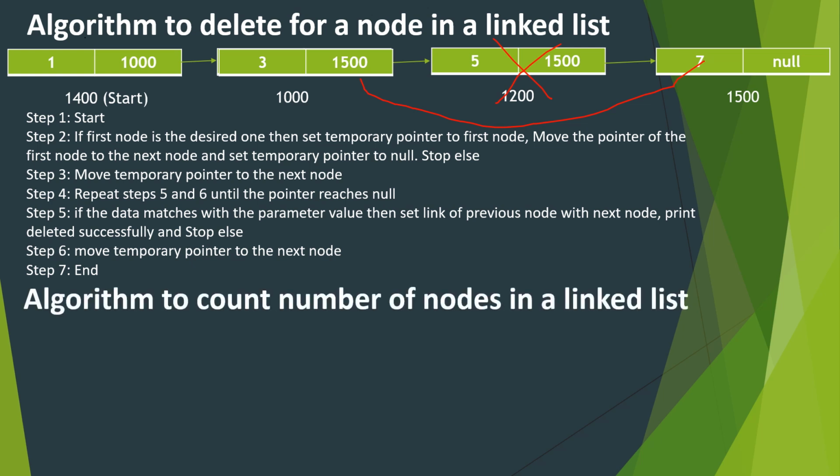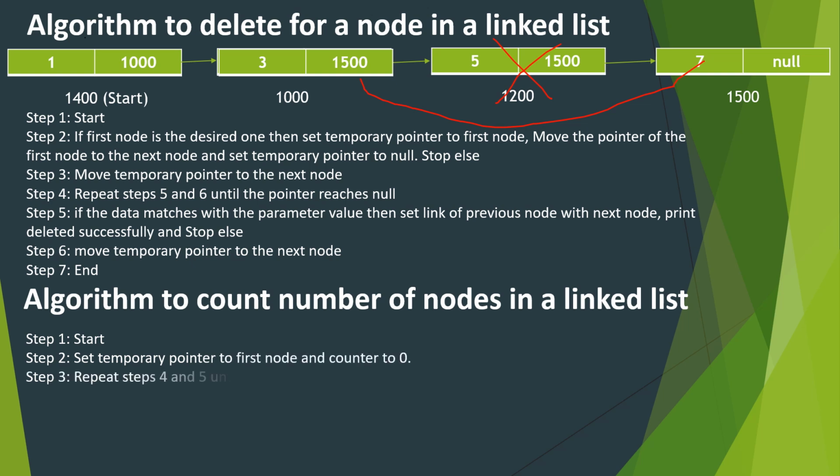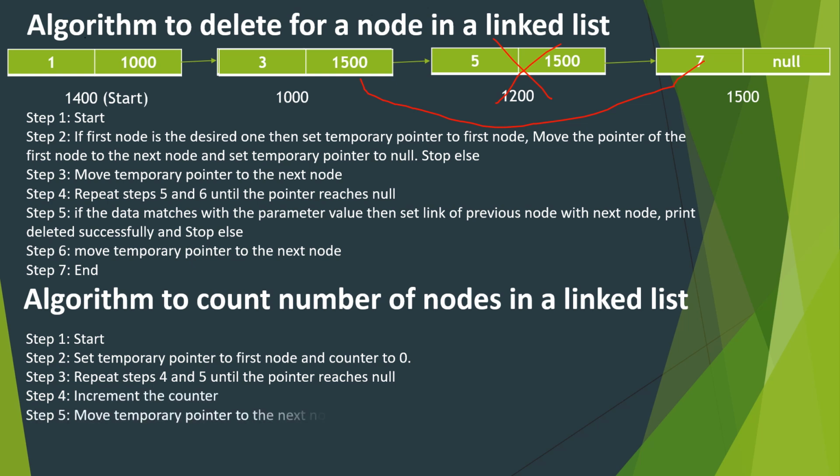Algorithm to count the number of nodes in a linked list. Start, set temporary pointer to the first node and counter to 0. Repeat steps 4 and 5 until the pointer reaches null. Increment the counter, move the temporary pointer to the next node and print the counter value. So how many times the loop runs, the counter will increase, and in the end we will come to know how many nodes are there.